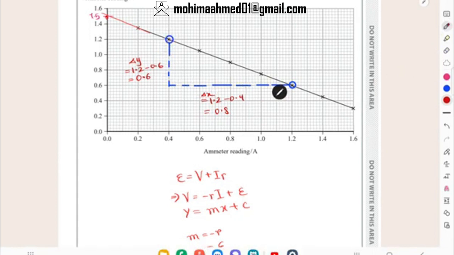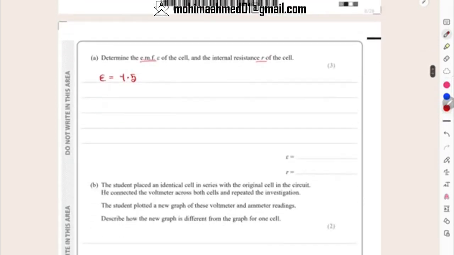So then again, it proves that you did these calculations on your graph, so use the given space again. Now you can find out the gradient, which is basically r equals change in y over change in x, which is again 0.6 over 0.8. If you calculate it, you finally end up getting your value of r as 0.75 ohms, right? Internal resistance will have the unit ohms, so it will be 0.75 ohms. So just write your answer over here again, 1.5 volt and 0.75 ohms.